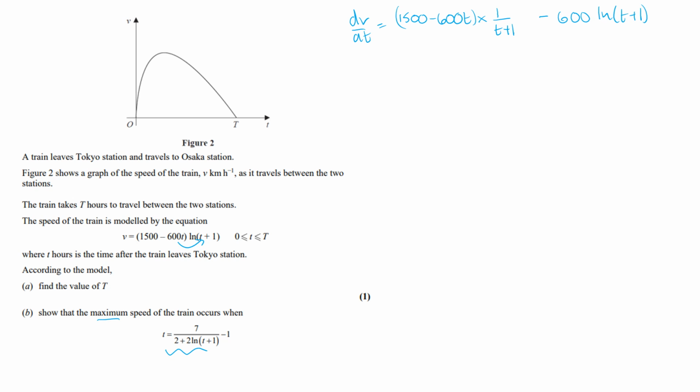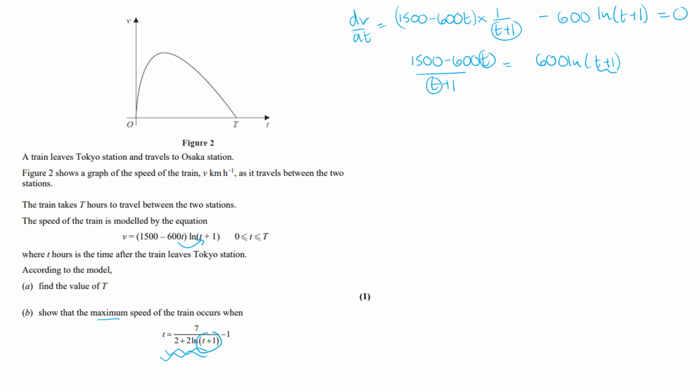Now at a max, that is equal to 0. So if we take the second term over to the other side, and this t plus 1 I'll put underneath, is equal to 600, the ln of t plus 1. Now we've got to try and get this here. So we've made one of the t's the subject. It's not going to be the t in here. It's going to be either this t or this t. I've got to reduce the numbers.